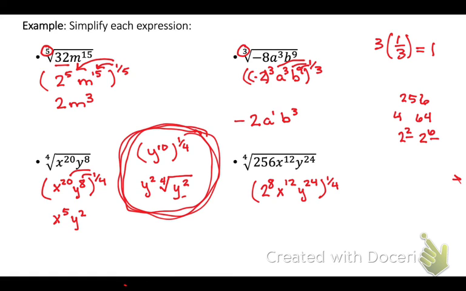I'm going to distribute my 1/4, correct? Am I going to have any remainders? No. So it's going to be 2 to the second, x to the third, y to the sixth. And 2 to the 2nd is 4. 16 squared, guys, is 256.